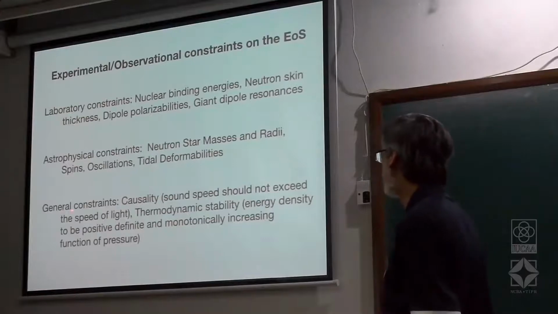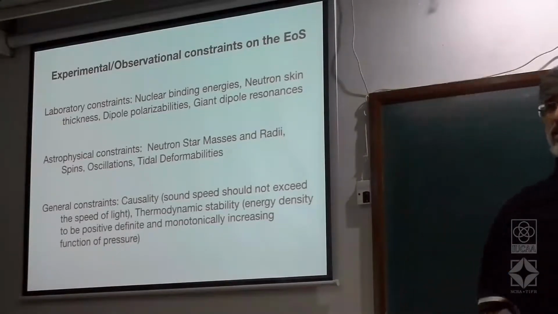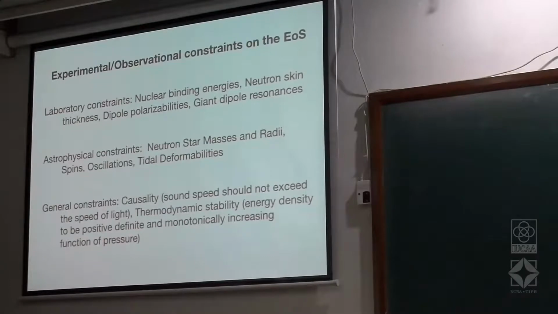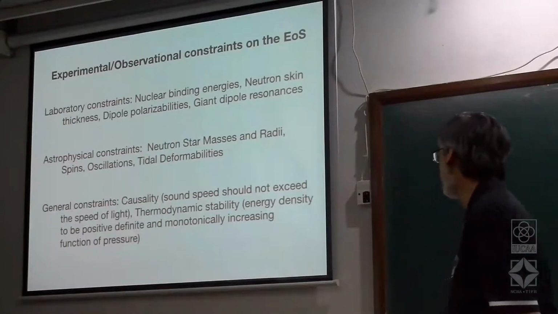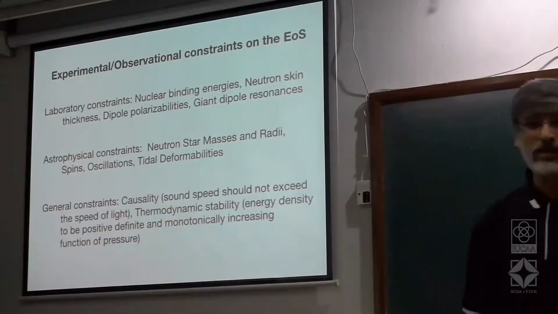In addition, there are general constraints, for example, causality. Many of the equations of state which you build based on nuclear many-body theory start with a non-relativistic framework, so when you go to high densities, the sound speed in the medium may exceed the speed of light. So you cut out those portions of the equation. The sound speed should not exceed the speed of light, so the causality condition can be imposed. One can also impose a thermodynamic stability condition, which means that the energy density should be a positive definite and monotonically increasing function of pressure.